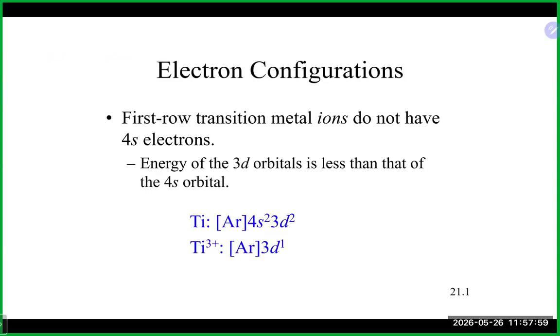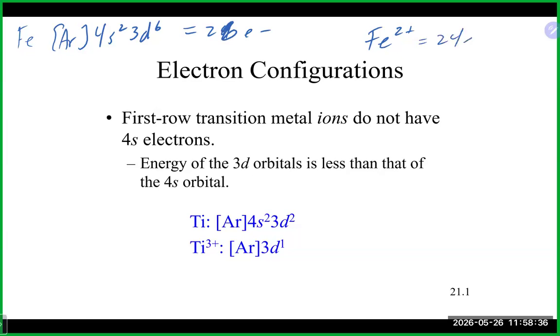Now, again, when we lose electrons, because of the switch in energy level, we typically always lose the s electrons first for transition metals, and then the d's if necessary. So earlier we looked at iron, which was argon 4s2 3d6, and iron has 26 electrons. If we had iron with a +2 charge, it has lost 2 electrons, so it would have 24 electrons.